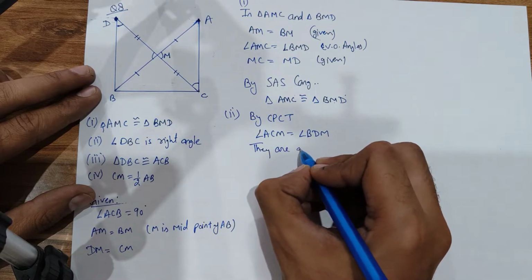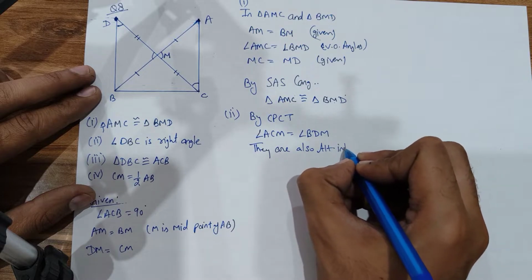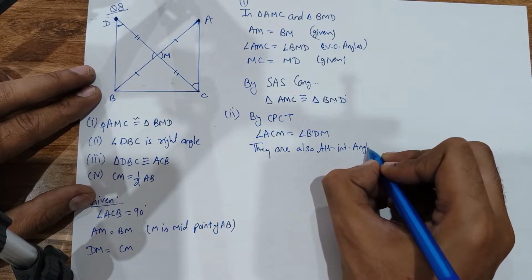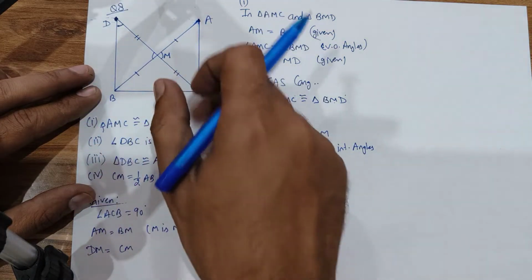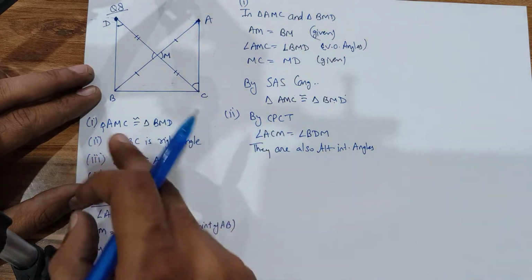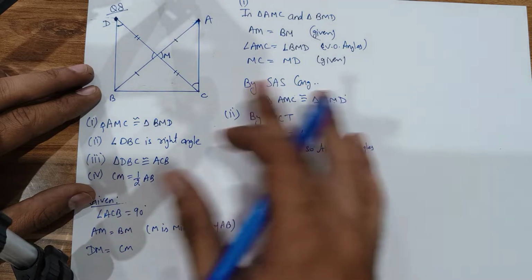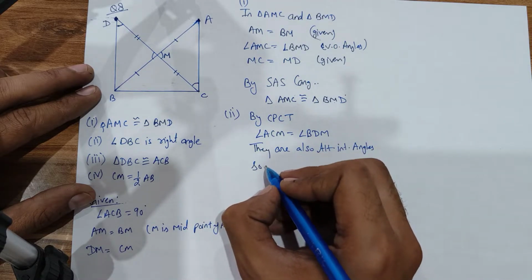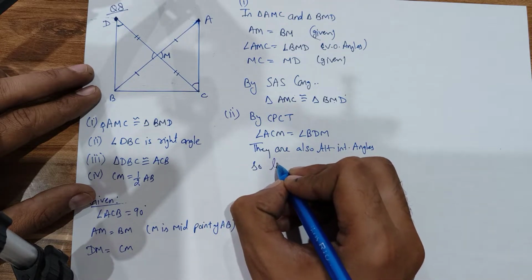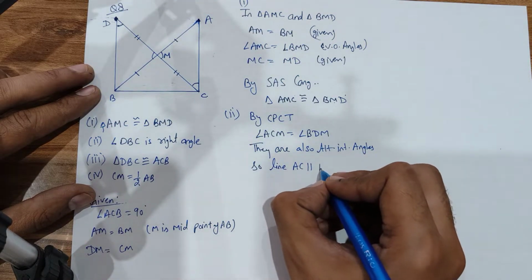They are also alternate interior angles. And we know if two alternate interior angles are equal, that means the lines are parallel. If two alternate interior angles are equal and one transversal is intersecting two lines, then these lines are parallel. So from here we can conclude that line AC is parallel to line DB.